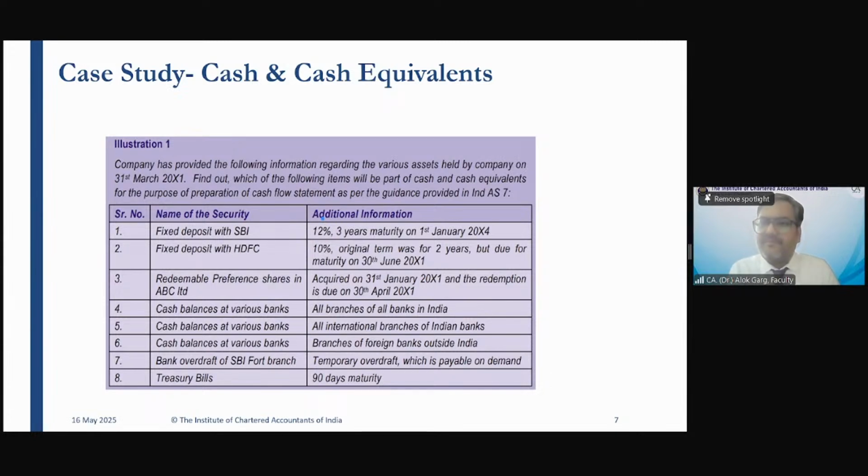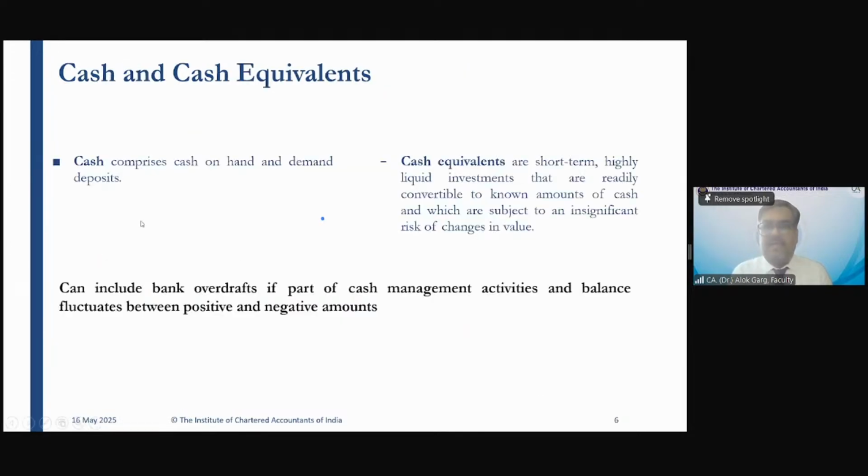Friends, in Ind AS, para number 8 of Ind AS 7 says that if a bank overdraft is for managing the operation, then cash and cash equivalent also include the bank overdraft, if this bank overdraft is part of working capital management. So why have you taken a bank overdraft? You have taken a bank overdraft.